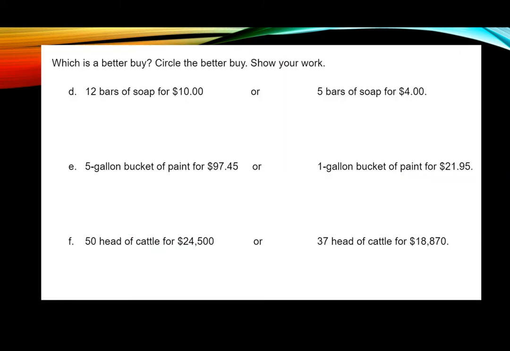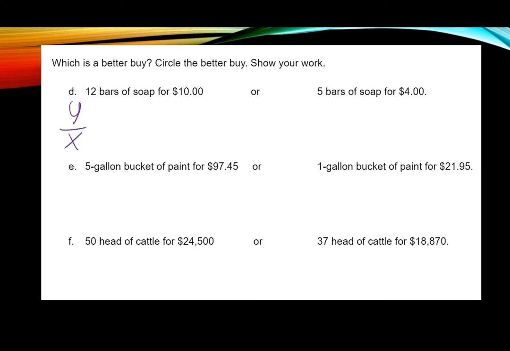Especially here, we're looking at what is the better buy, right? I don't want to overpay. What's the better deal here? So I have 12 bars of soap for $10. So the tricky part here might be like, okay, which one's going on top? Which one's going on bottom? Well, let's think about our y over x. That's how we write things.